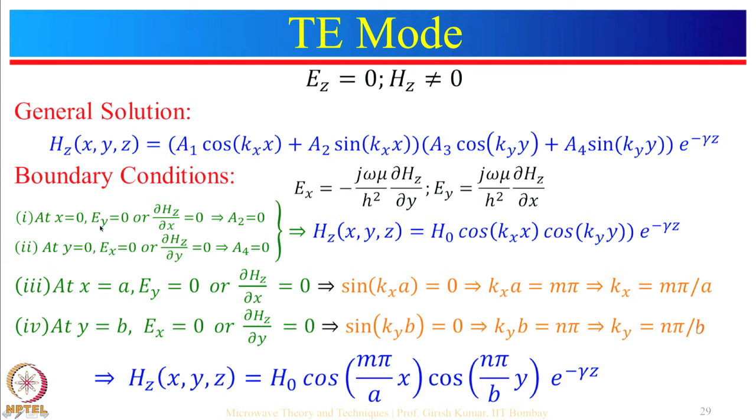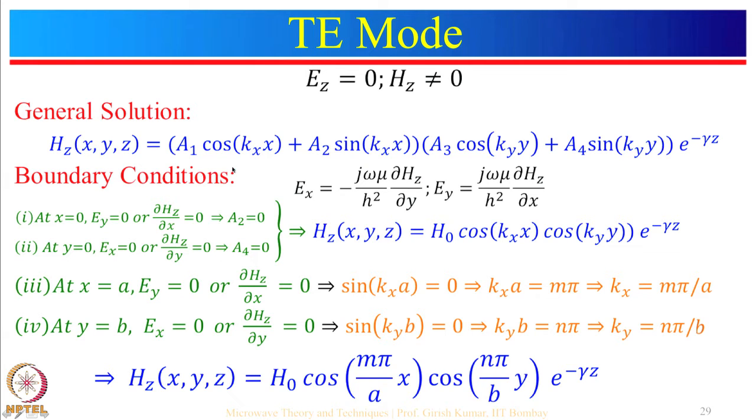So if we need to make Ey equal to 0, then del Hz by del x should be 0. So put this boundary condition at x equal to 0, del Hz by del x is equal to 0. Then we will get A2 is equal to 0. Similarly, for y equal to 0 and y equal to b, the tangential components are Ex and Ez. Ez is already 0, so we need to make Ex equal to 0. So write Ex in terms of Hz. Ex is minus j omega mu by h square, del Hz by del y. If Ex is 0, then del Hz by del y will be 0.